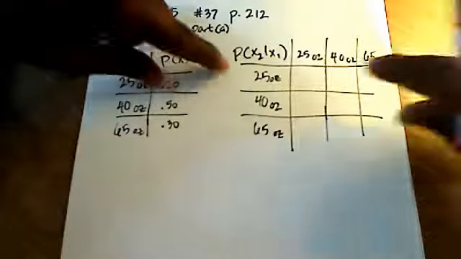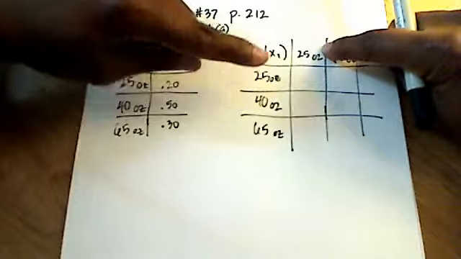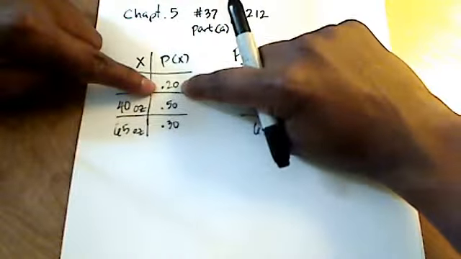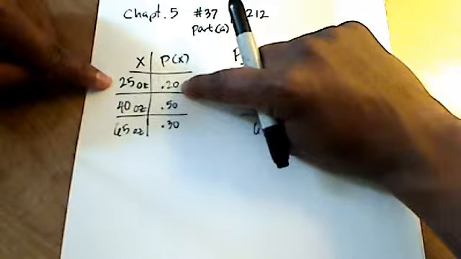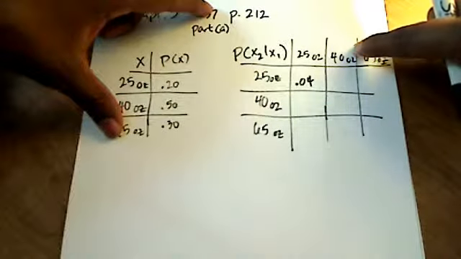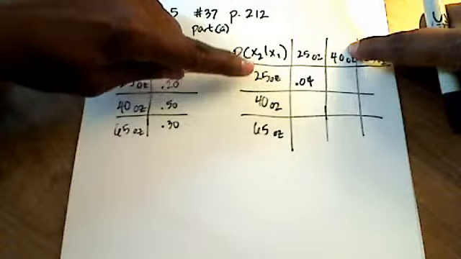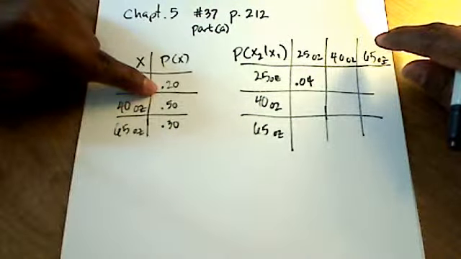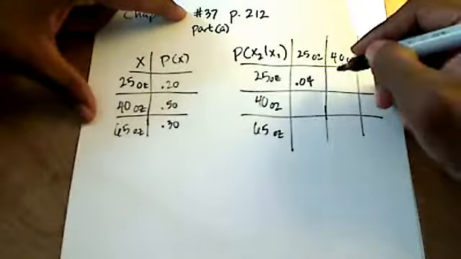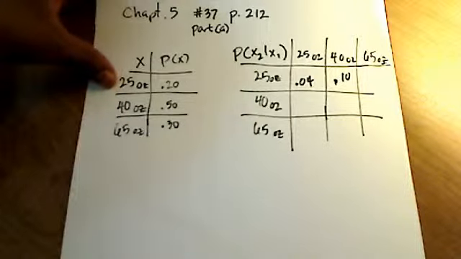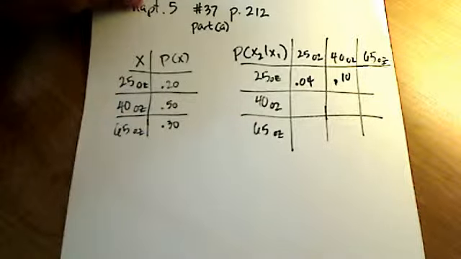So for example, if somebody comes along and chooses 25, and the next person also chooses 25, I'm just going to multiply 20% times itself, because 20% times 20% gives me 0.04. If someone chooses 40 ounces the first time and the second person chooses 25, that would be 0.20 times 0.50, which is 0.10. And if you continue with this table, you'll see that the rest of it looks like this.